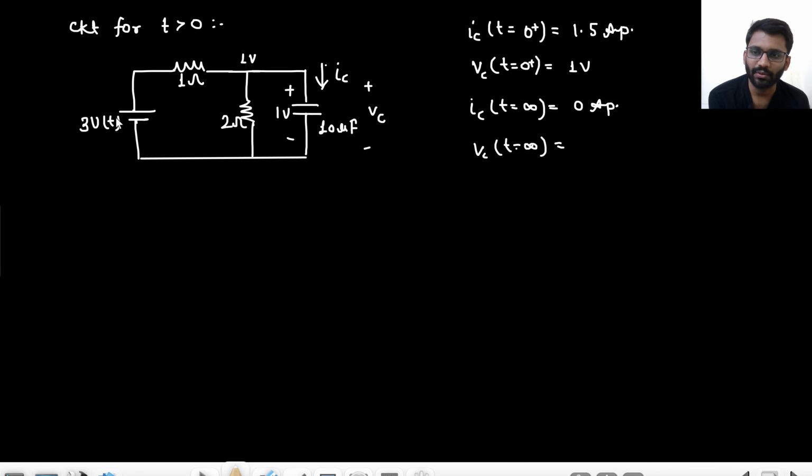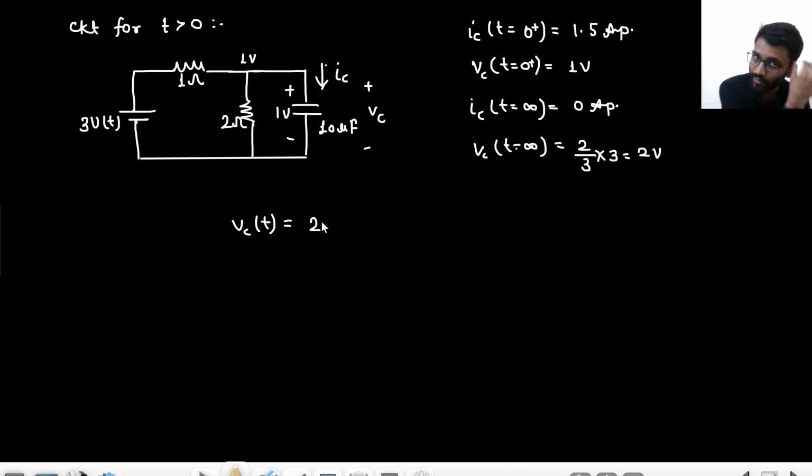Now what will be the VC value at t equals to infinity? This will be open circuit, so this 3 volt will be divided between 1 and 2. So it would be 2 by 3 into 3, that means 2 volt. What is the expression of VC(t)? You can write down the formula and then write down the equation. Since I am very much comfortable with the formula, I can directly write down the equation.